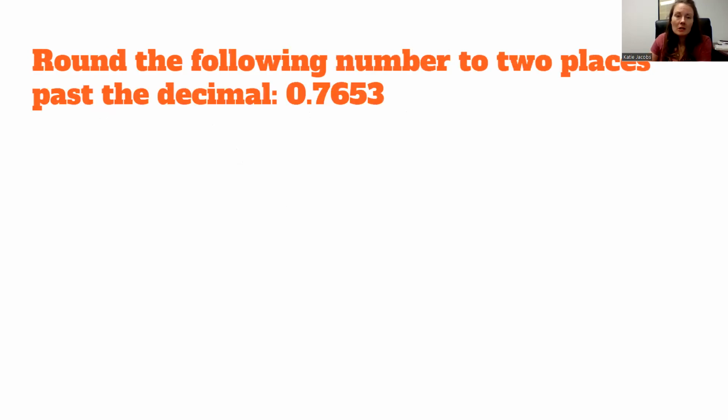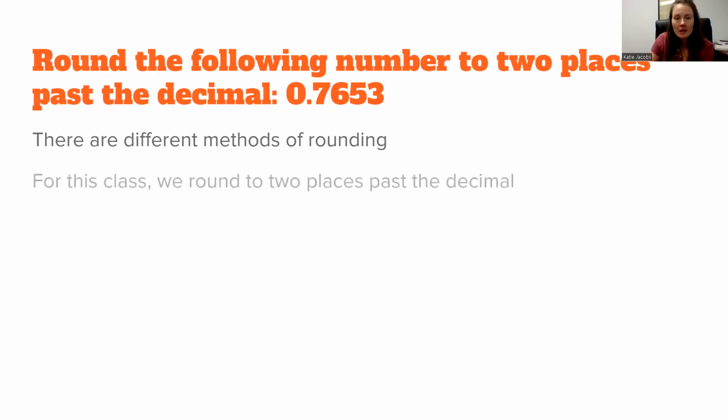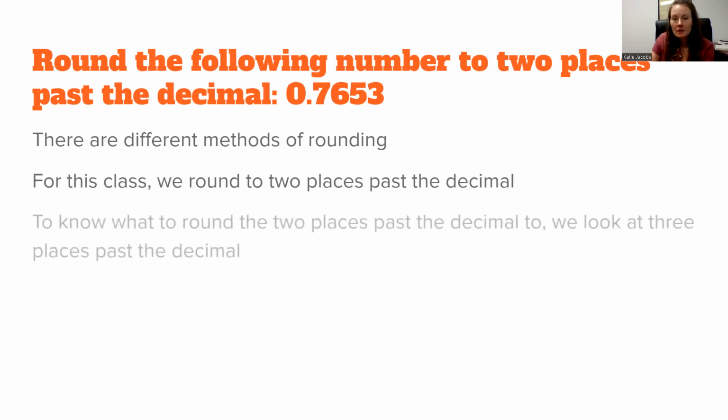Okay, so now I want you to round the following number to 2 places past the decimal. So look at this. What would you do? There are different methods of rounding, and we're going to use a very particular one in this class, especially because with it being online, it's going to be really tricky and really important to make sure that you're showing all your work and that we're rounding exactly the same way. So for this class, we're going to round to 2 places past the decimal. In order to know what to round to in 2 places past the decimal, we need to look at 3 places past the decimal. So in this example, the 5 is what we're looking at.